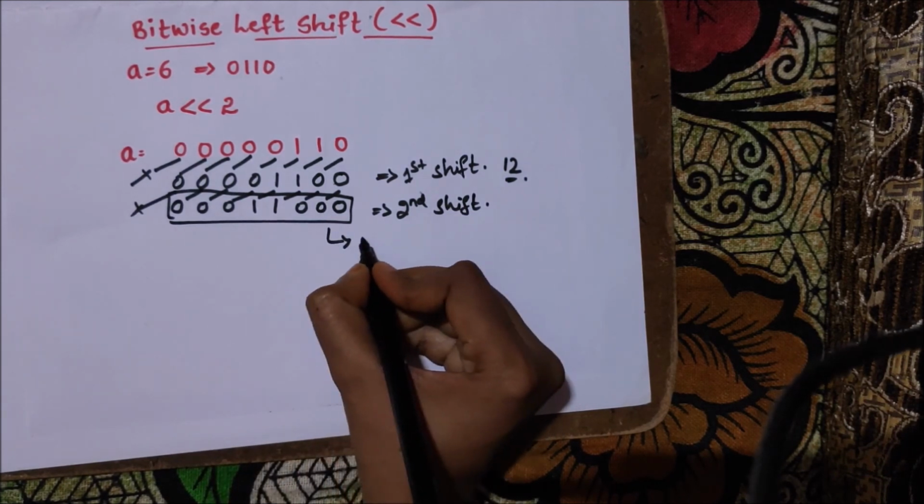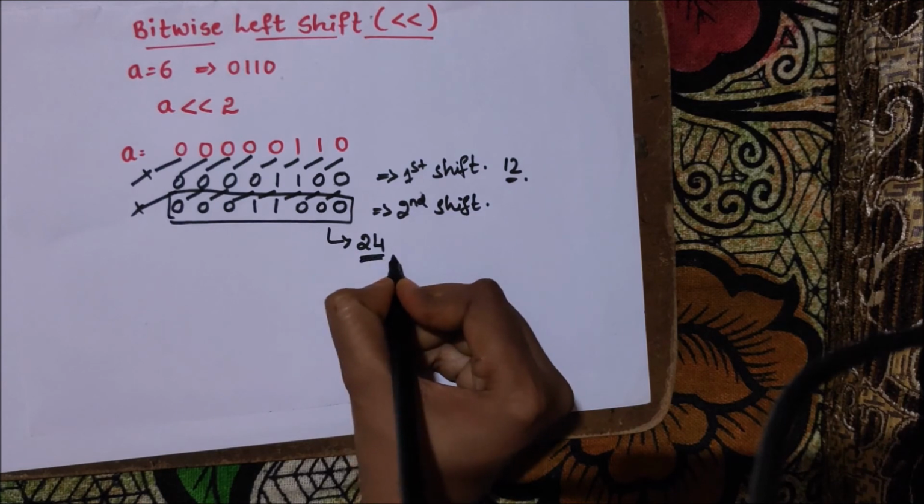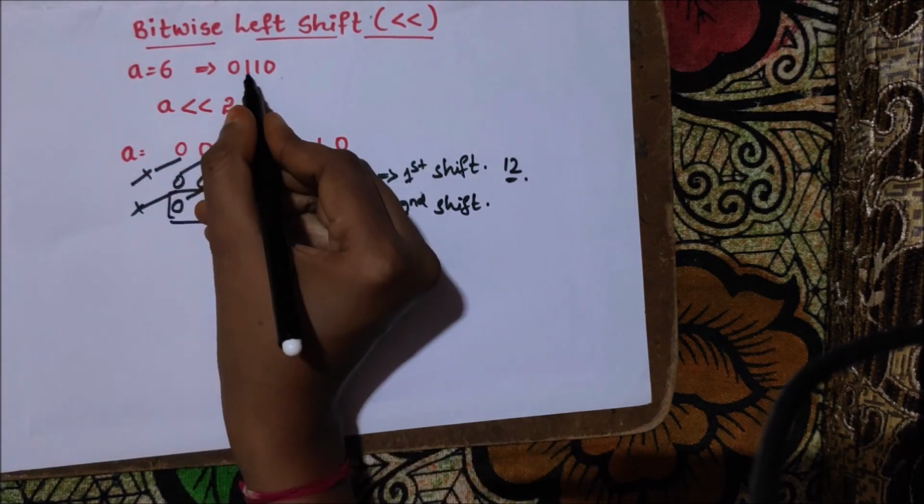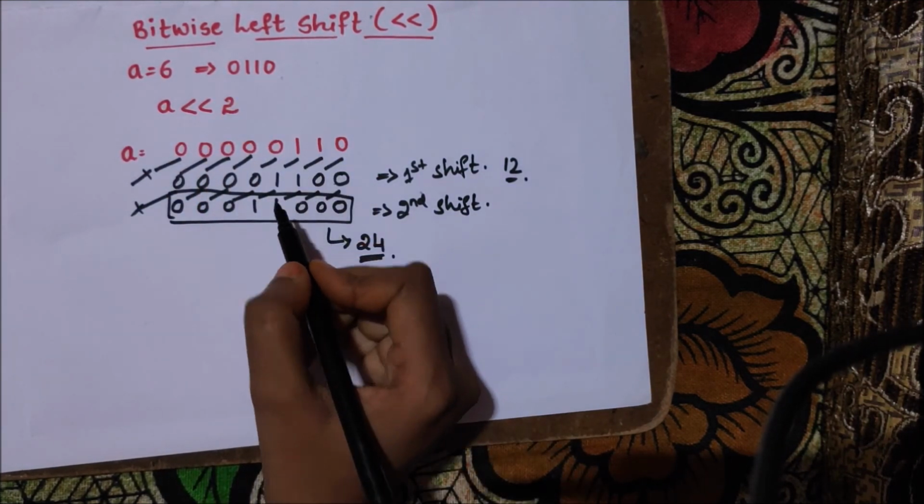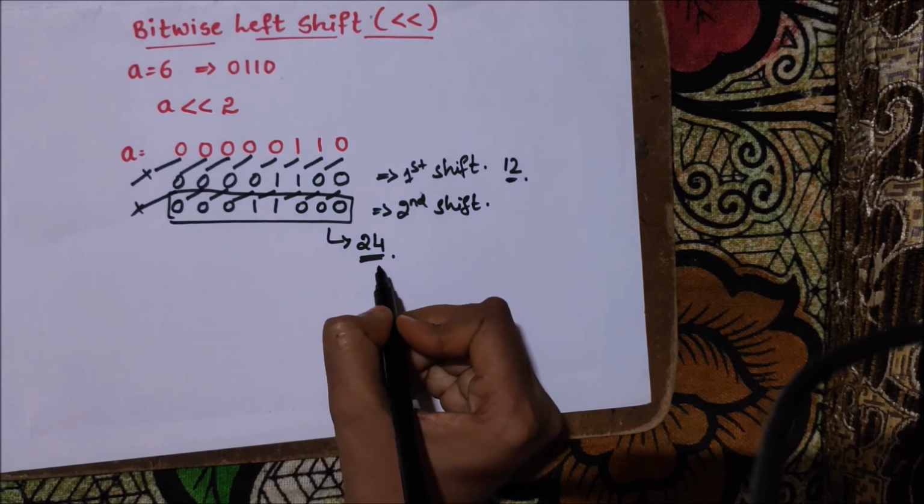So this decimal equivalent is 24. So A is equal to 6, and after performing a 2 times left shift, its result is 24.